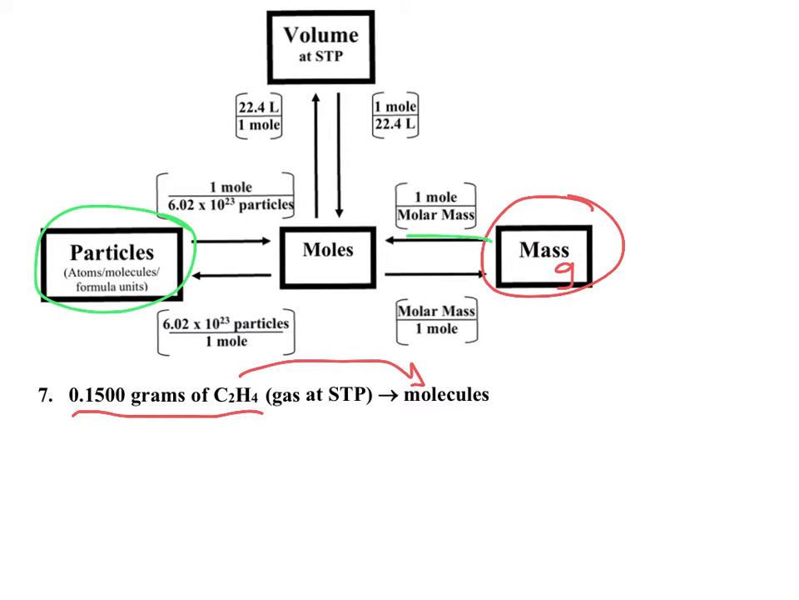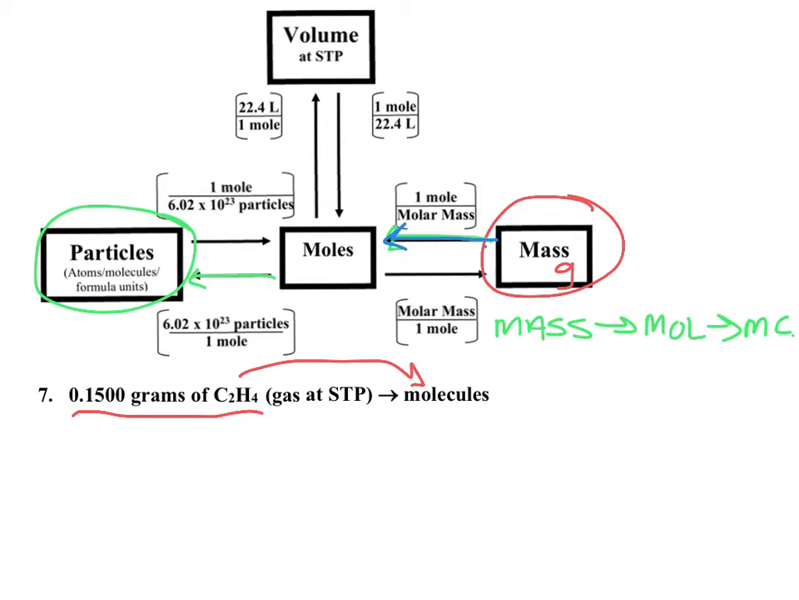That means I'm going to have to first go from mass to moles and then moles to particles. So keep in mind that our step 1 is going to be mass to moles, and then from moles I'm going to go to molecules, MC for molecules. So that's going to be a 2-step problem. Let's go ahead and work that out, and to do that, we're just going to follow our bridges.